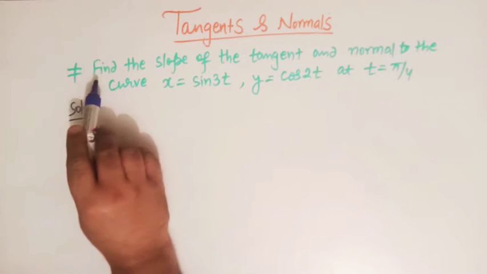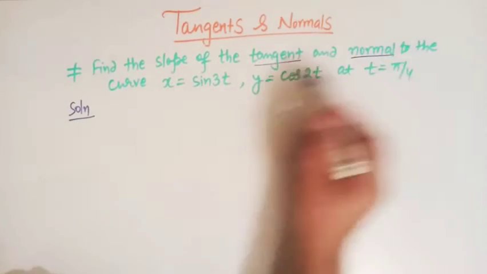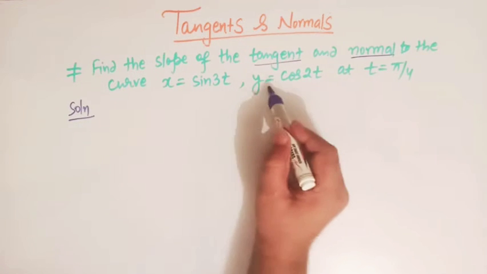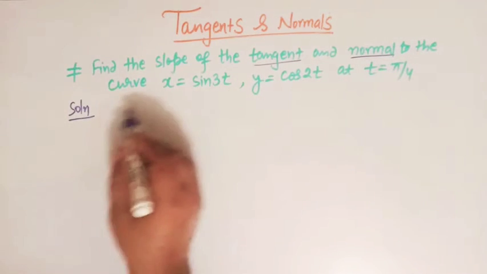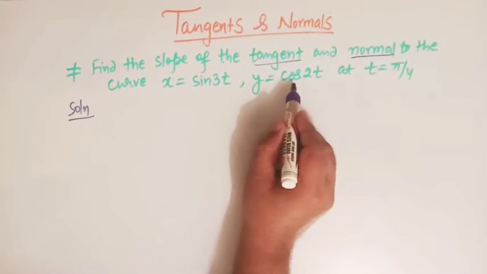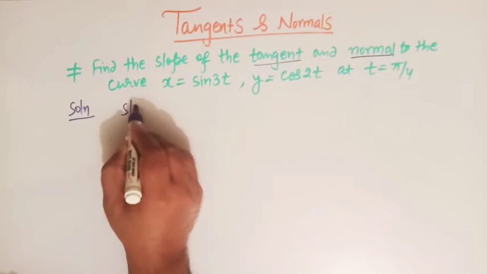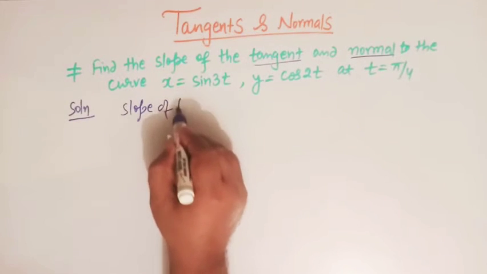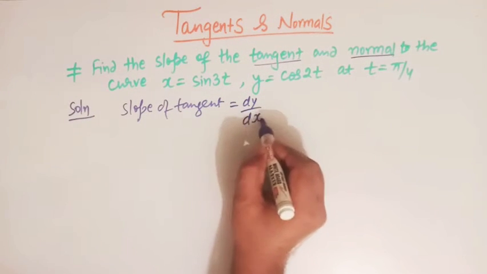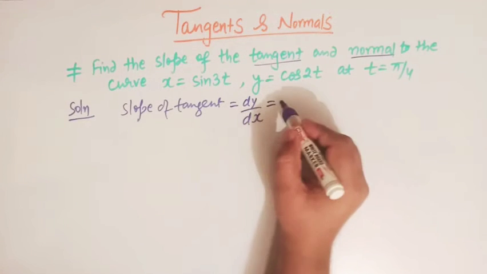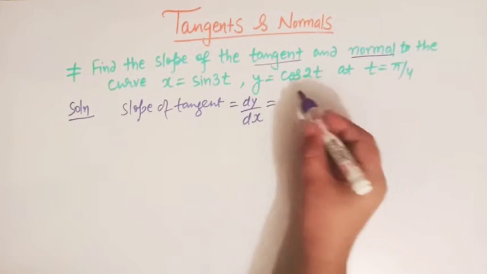Now viewers, here we have the problem: find the slope of the tangent and normal to the curve x equal to sin 3t, y is equal to cos 2t at t is equal to pi by 4. So here we are given the parametric equations, and here t is the parameter. Now the slope of tangent is given by dy over dx, right? Now dy by dx can be calculated when we are given the parametric equations.